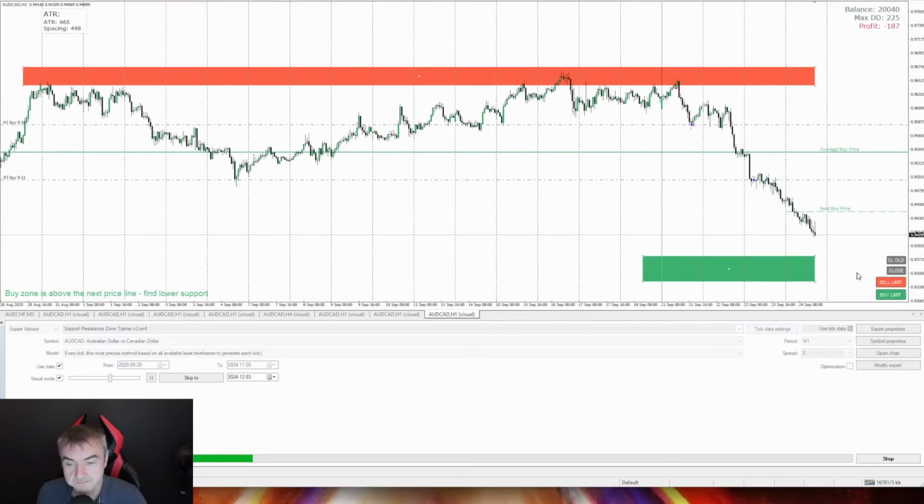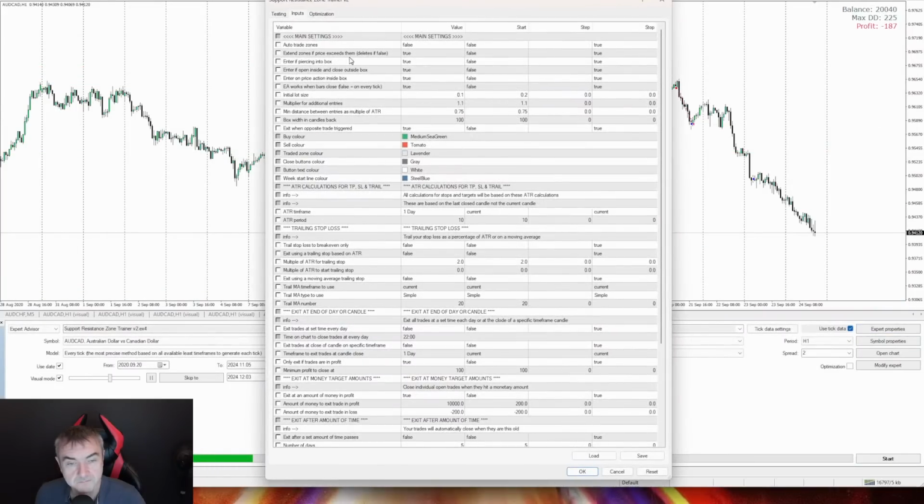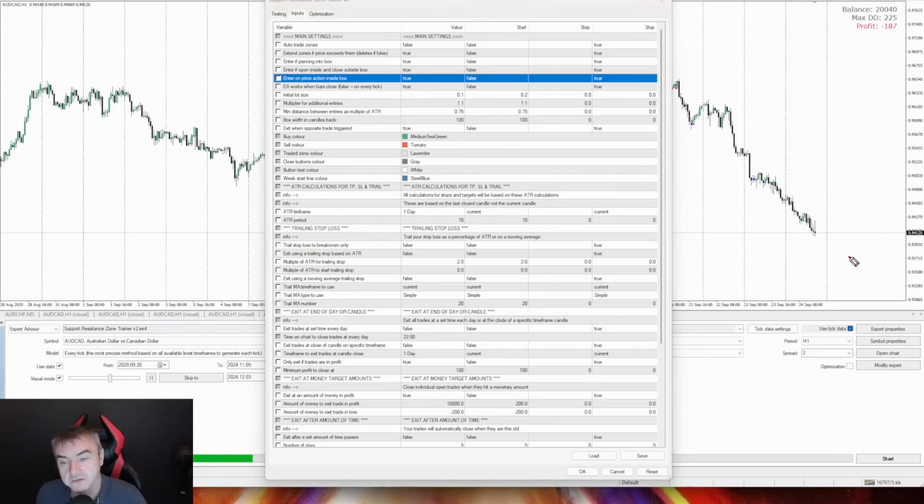Yeah, if you draw your box and your box is here, what it's saying is move that line so that it's below that line. Just adjust your box. You can make it deeper if you want to, doesn't matter. But just make sure that is below there. But that's only relevant if you're using either the piercing or open inside, close outside. For enter on price action inside, it's irrelevant. As long as the close of the candle, the bullish candle in that case in the bull zone, is below the line, it will take a trade.